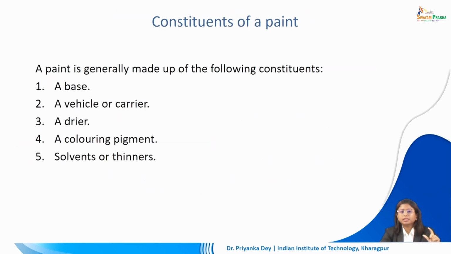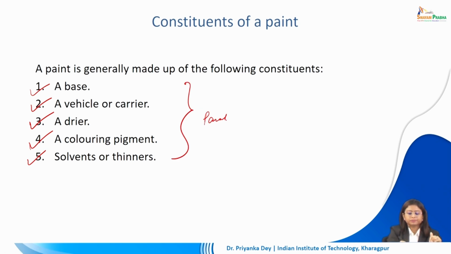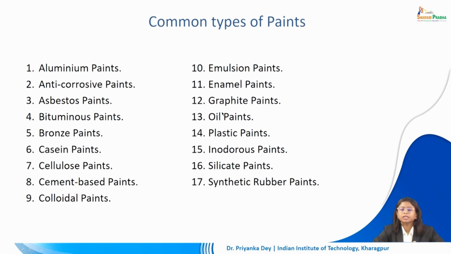Any paint is made up of 5 components. The first is called a base, then followed by a vehicle or carrier, a dryer, a coloring pigment and solvent or thinners. So these 5 together will form paint. There are common types of paints available in the market, each having its own characteristic properties and they can be applied to different parts of the building or for different purposes.